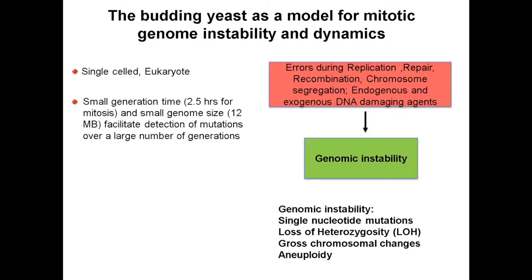So how do these genomic instabilities arise? A lot of the time they happen because of errors during DNA replication, repair, chromosome segregation, and also as a consequence of exposure to various endogenous and exogenous types of DNA damaging agents. So all of these things can cause genomic instability, which could manifest itself as single nucleotide mutations, loss of heterozygosities, gross chromosomal changes, or aneuploidies.